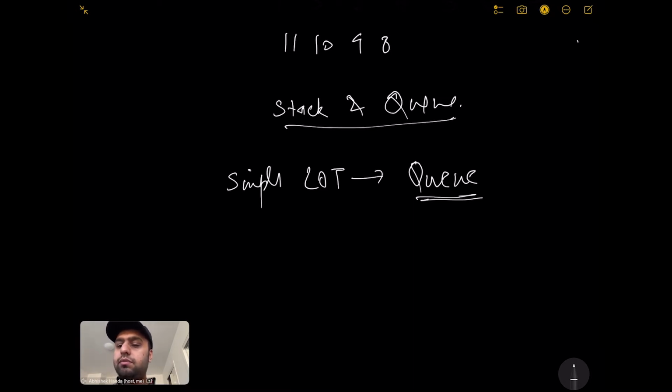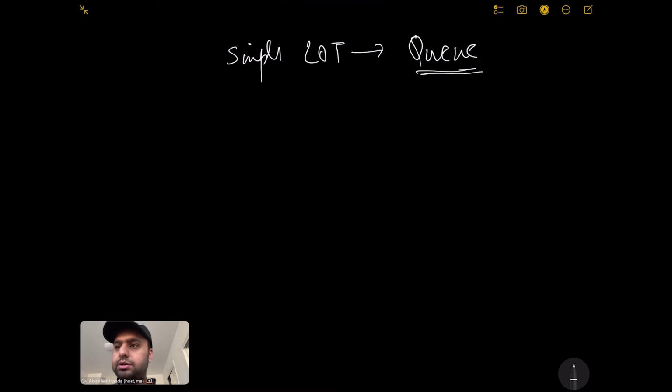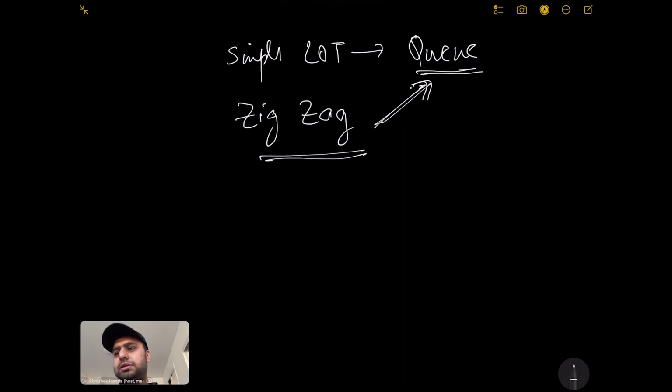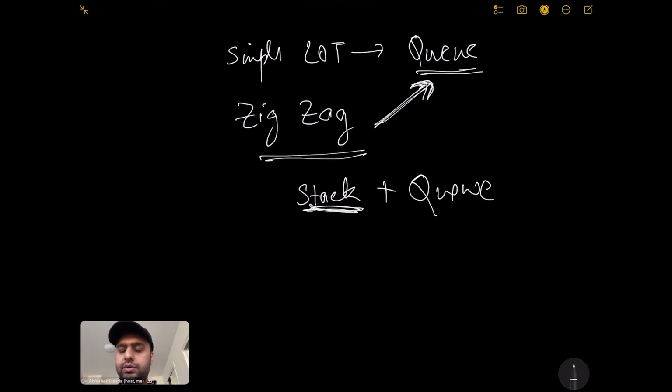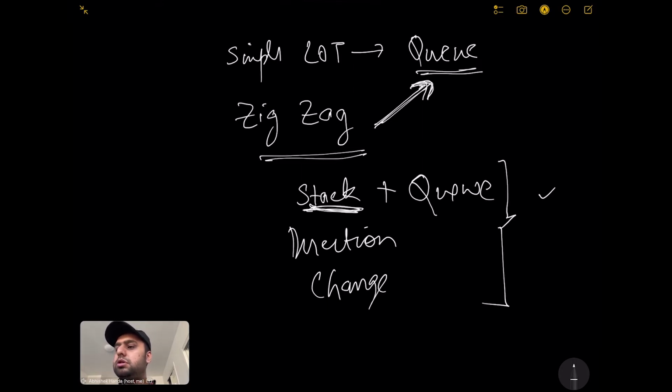But here what they have asked is they want zigzag, right? So how would you introduce a zigzag in this queue? You just need to think of this. The answer is pretty straightforward actually. We can use a stack with a queue, and this stack introduces the direction change, right? This is one way to solve this problem.